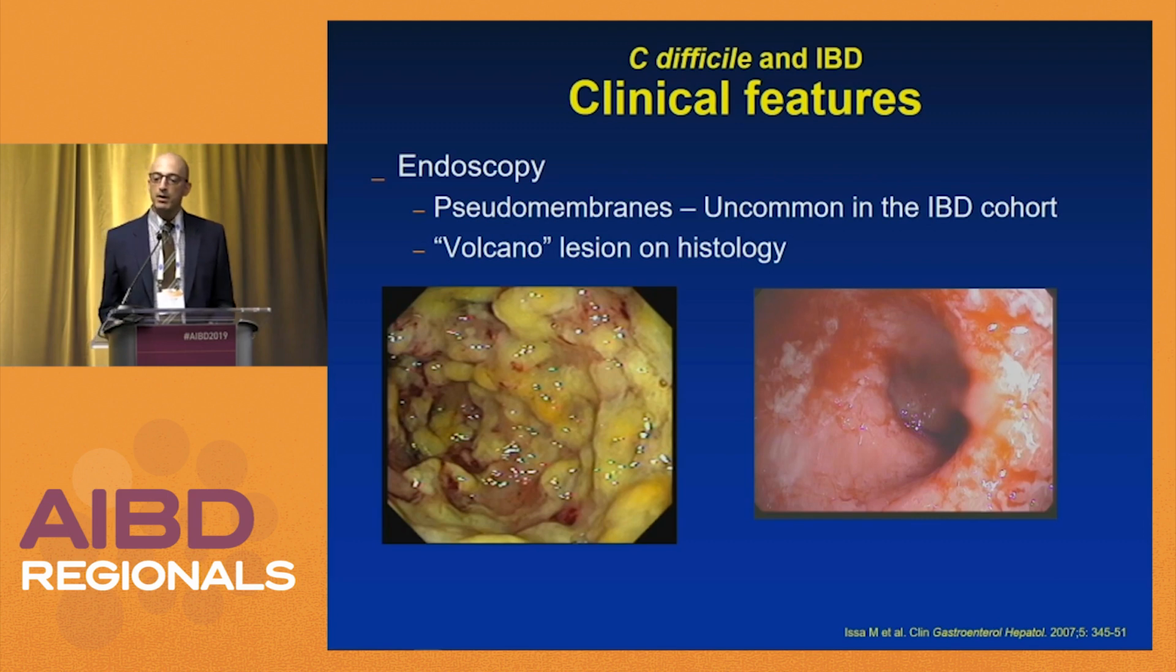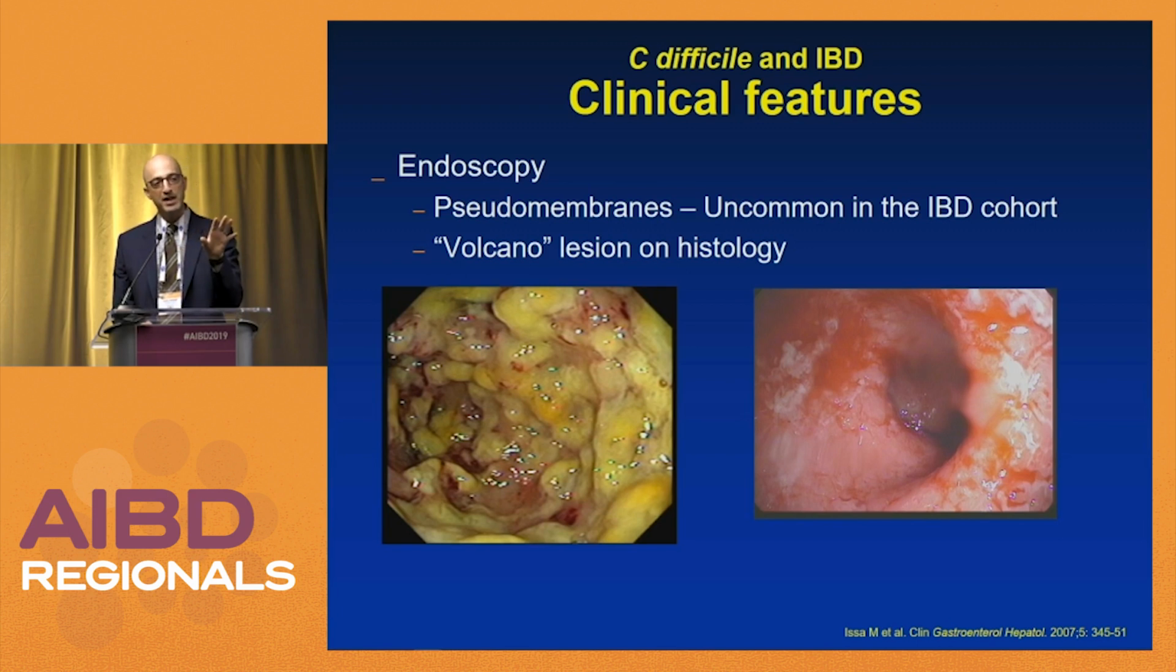On endoscopy, one thing to note in the IBD patient population, it's been shown that patients with IBD are less likely to have pseudomembranes, as shown in this picture on the left. Whether this is due to a difference in immune response in the IBD population, or the fact that patients with IBD are more likely to be carriers and are testing positive for C. diff and don't have true infection with pseudomembranes, is not known.